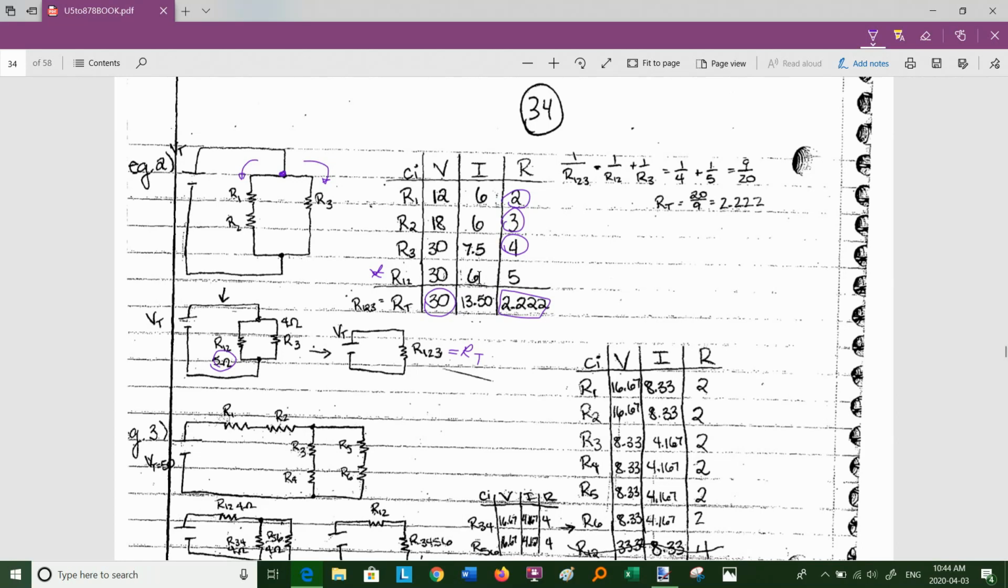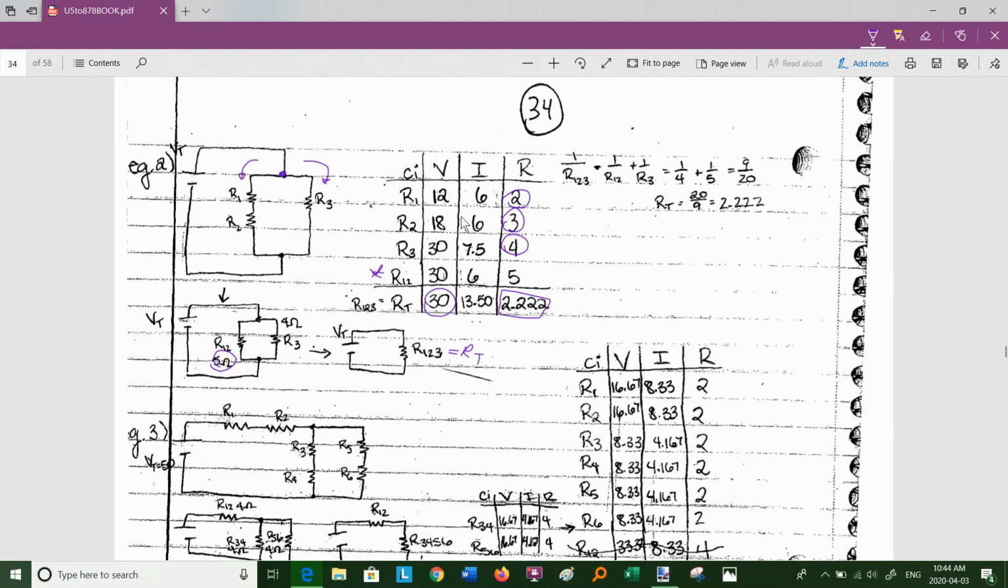Okay, now what's next here? The current going through R1 and R2 has to be 6. Why does it have to be 6? Because R12, the resistor in series, is 6 amps, so 6 amps has to course through. Coursing is another way of saying moving through. It has to move through R1 and move through R2.